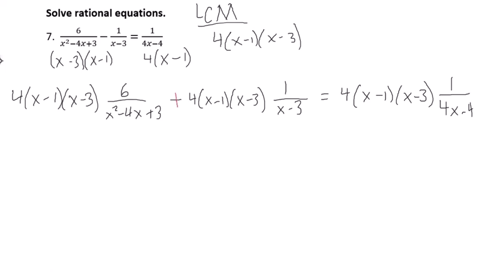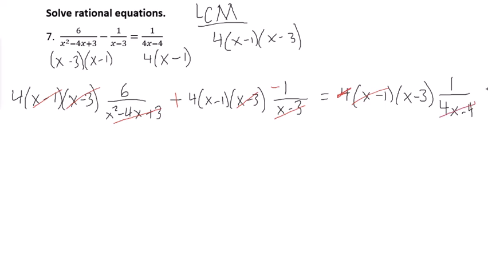As always, I take my subtraction problems and make them addition by moving that negative up. We know that this factors, so all we need to do is multiply by 4 there. X minus 3 cancels there. And the 4 and the 4 here and the x minus 1 cancels here.